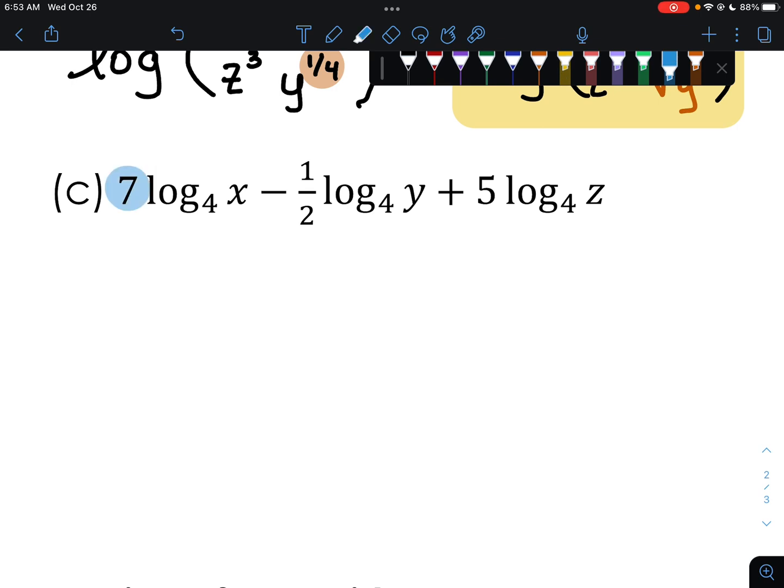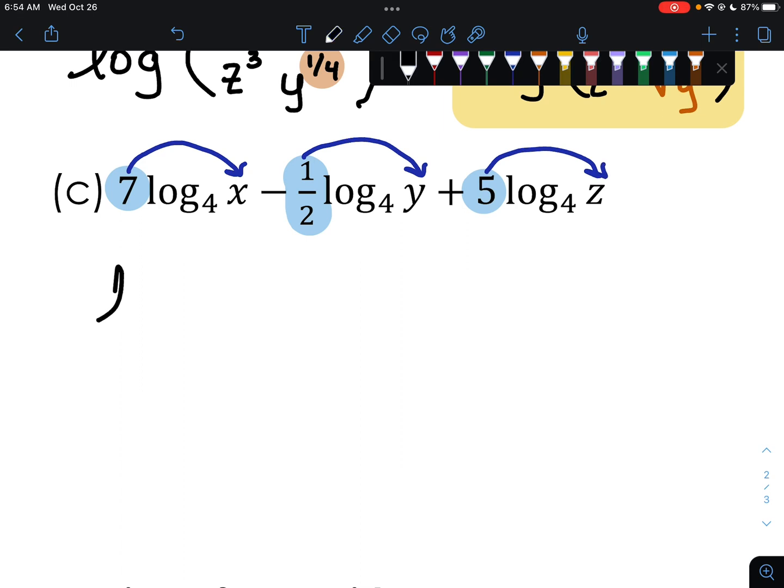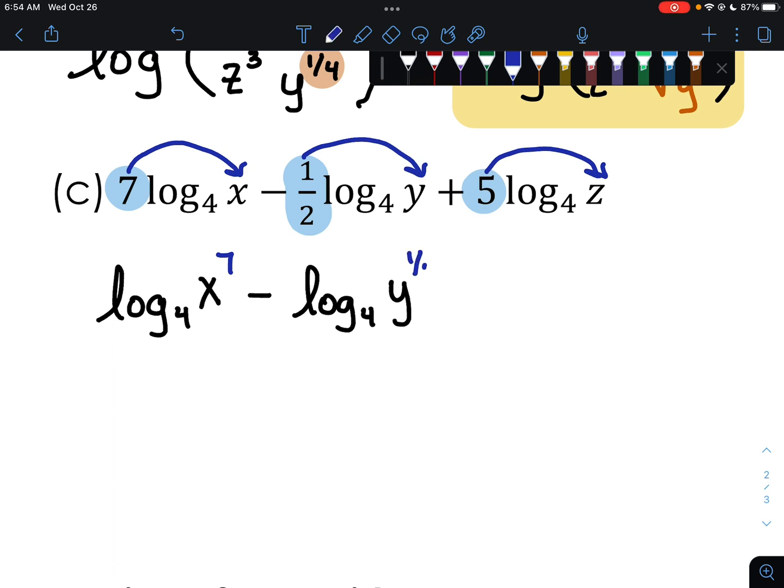First thing we do is we start by any numbers in front of the logs. We move them up to be the exponents. So that gives us log base 4 of x to the 7th minus log base 4 of y to the 1/2 power plus log base 4 of z to the 5th power.